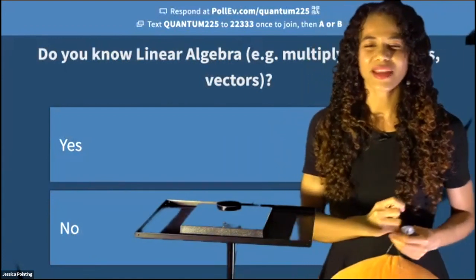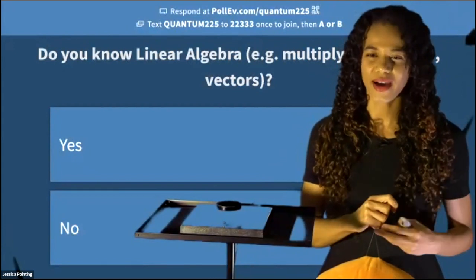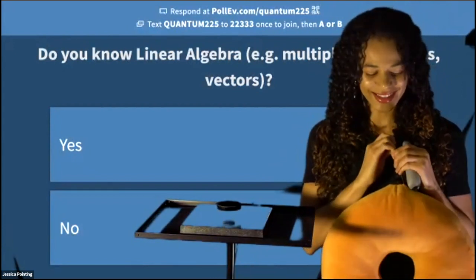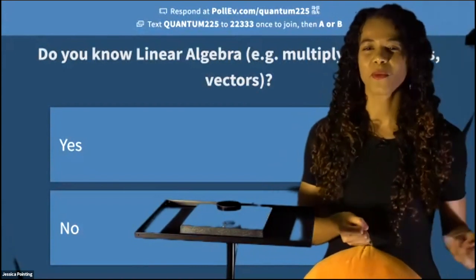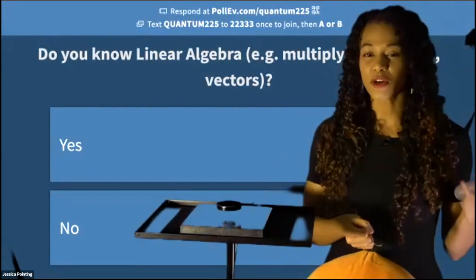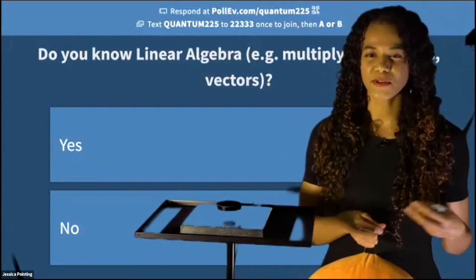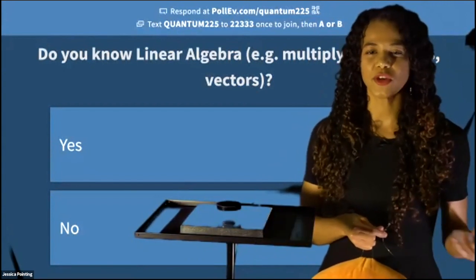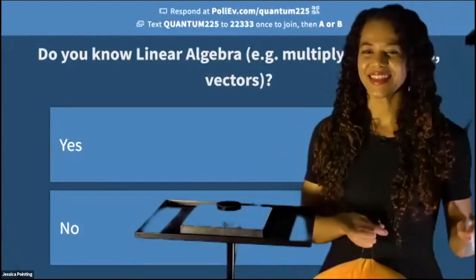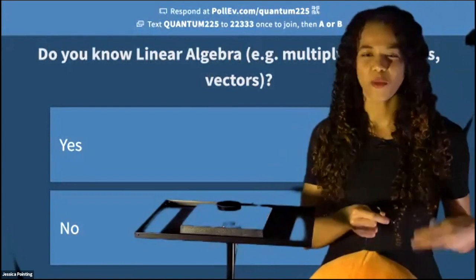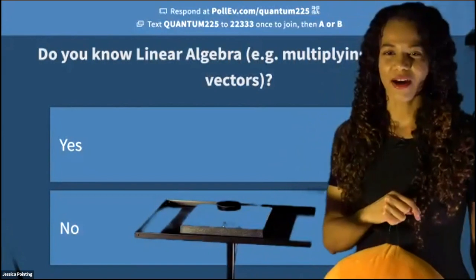Now when I've given this talk in the past, people want to take a look into the mathematics behind the qubit. So I'm going to show a little bit of the maths, but I just want to see what type of audience we have here. If you could go to this poll, polev.com/quantum225, and put in your answer whether you know linear algebra, like matrices, multiplying matrices, vectors. If you don't know it, that's completely fine. You can understand this whole presentation without knowing the maths, but if you want a deeper understanding, it could help.